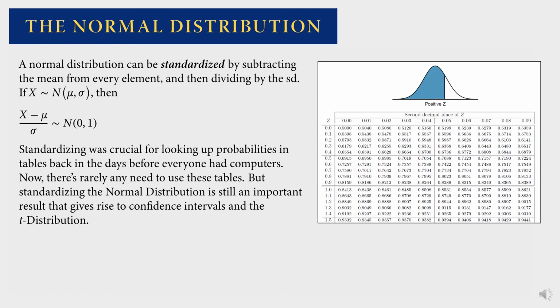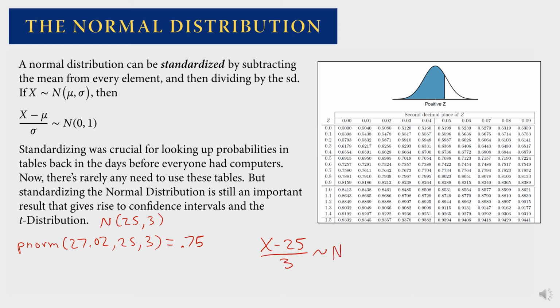I'll show you how this works. Our last example had an N(25, 3) distribution, and 75% of the data was less than 27.02. So pnorm(27.02, 25, 3) equals 0.75. I can standardize this by subtracting mu, which is 25, and dividing by sigma, which is 3, and this new random variable will follow a standard normal distribution.